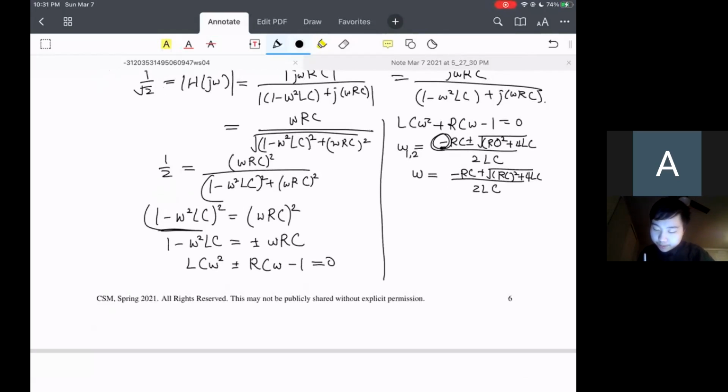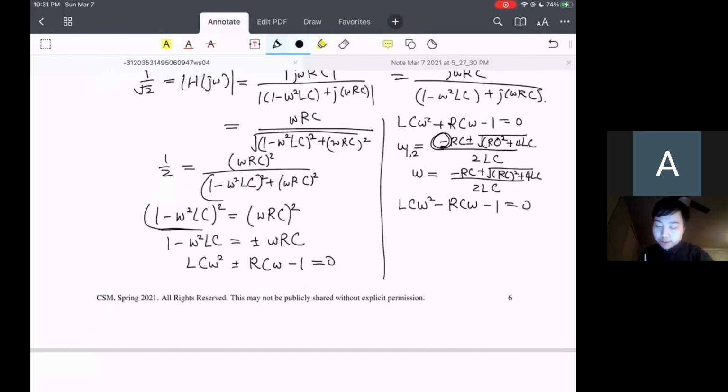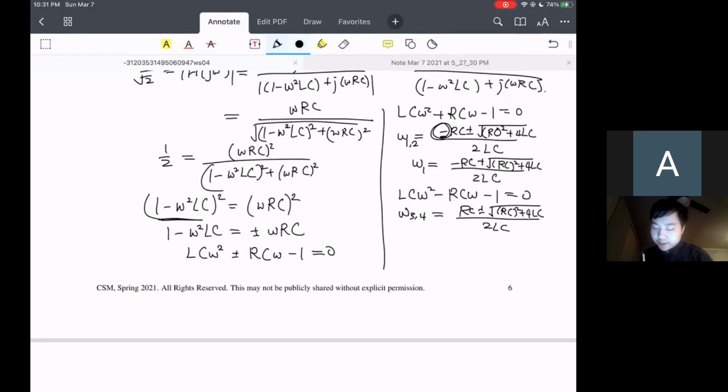For the other equation, we have LC omega squared minus RC omega minus 1 equal to 0. By using the quadratic formula, the two corresponding omegas are RC plus or minus root RC squared plus 4LC over 2LC. Again, since the thing within the square root is greater than RC squared, the only positive frequency will be RC plus root RC squared plus 4LC over 2LC.